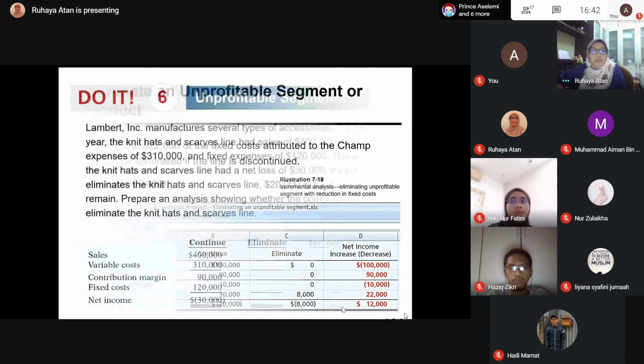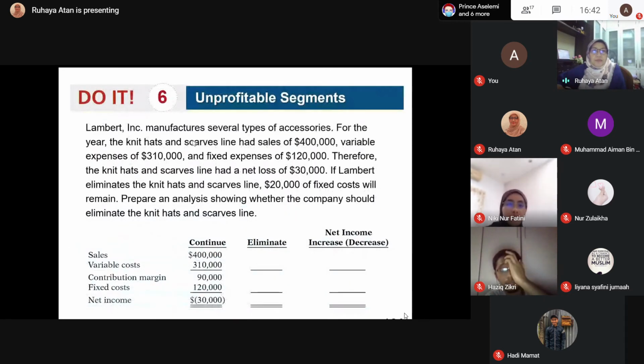Okay. So the next exercise is Lambert manufactures several types of accessories. For the year, the knit hats and scarf line had sales of 400,000. Variable expense 310 and fixed expenses 120. Therefore, the knit hat and scarves line had a net loss of 30,000. Okay. Then you find that if Lambert eliminates this line, these knit hats and scarves, 20,000 of fixed costs will remain. So now you want to see what is it going to be? Are you going to close it or not? Right?